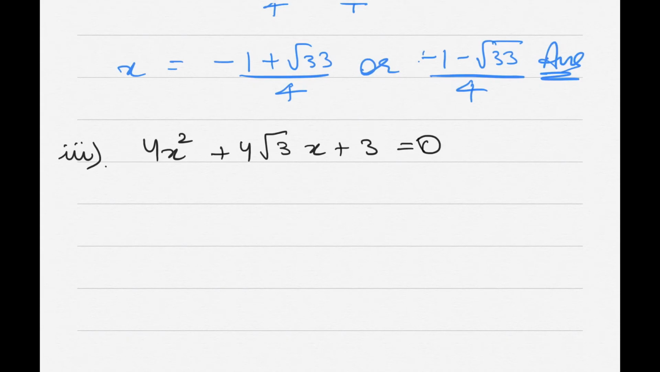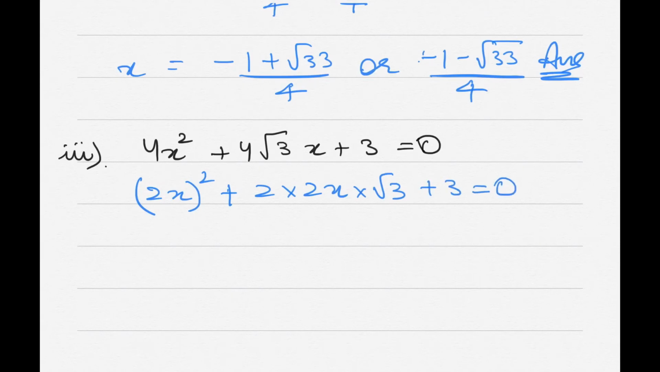Let's go to the third part now. The third part is 4x square plus 4 root 3x plus 3 is equal to 0. So here I know my first term is squared, right? So I can take this as 2x whole square, right? And here also I have got the factors, correct? So these factors are: 2 I can take out from 4, and then I have 2x also into root 3. I have just split my terms like that. So I know this is in the form of a plus b whole square, right?